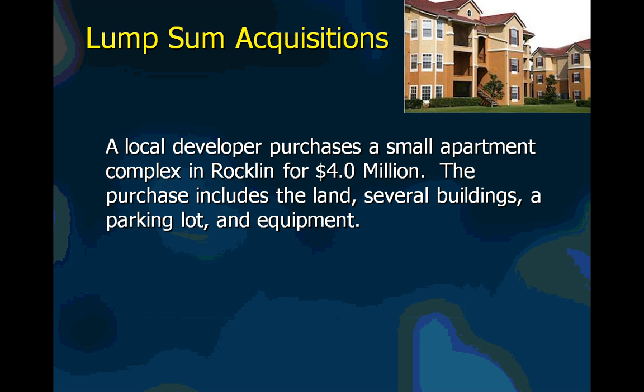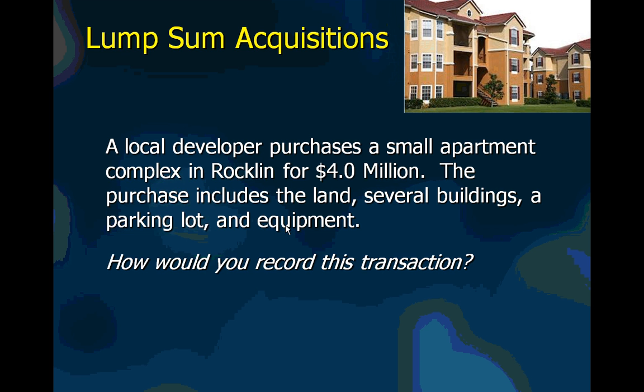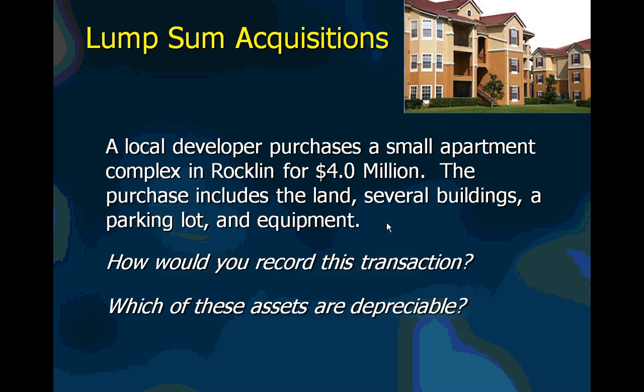Okay, first of all, let's talk about these lump sum acquisitions. Suppose a local developer wants to buy an apartment complex. It's not just going to be the land that it sits on. He's going to acquire several buildings, probably includes a parking lot, and let's say there's a lot of equipment to be included in the purchase. So these are actually four different asset classes: land, building, parking lot, and equipment. First of all, we want to know, how would you properly record this transaction? And second of all, which of these are depreciable?